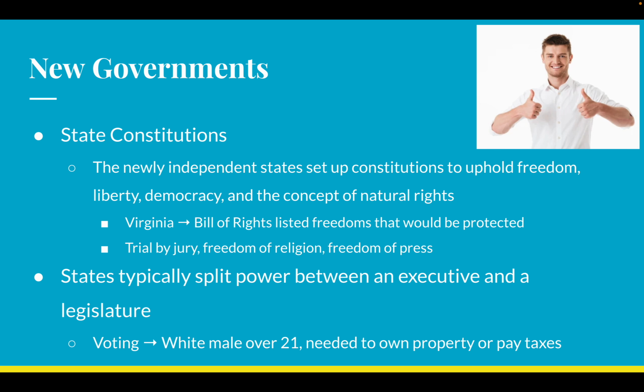For example, Virginia is going to create something called the Bill of Rights. Now, the Bill of Rights in Virginia is based off of the earlier English Bill of Rights. These are rights or freedoms that are protected by the government, that the government agrees that you have and will continue to have. These are things like trial by jury. If you commit a crime, a jury of peers, typically people that live in the area, will decide whether you are guilty or not guilty.